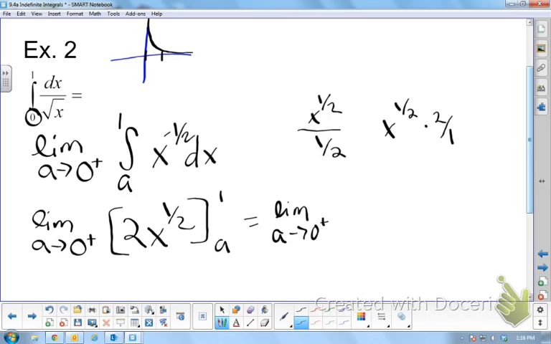So we do the fundamental theorem of calculus: 2 times 1 to the 1/2 minus 2 times a to the 1/2. So limit-wise, this first part is still a constant.